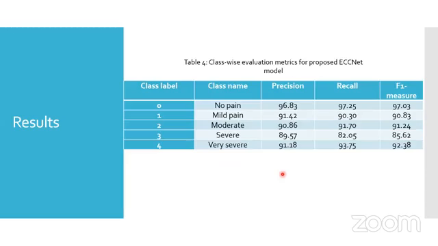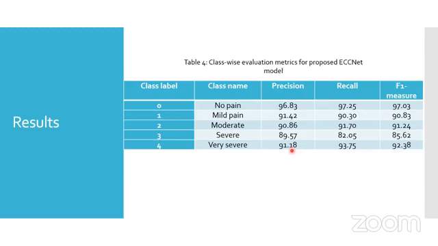We also checked the class-wise performance of our ensemble network. What classes have we taken? We have taken no pain, mild pain, moderate pain, severe pain, and very severe pain. In all these classes, the performance is coming high. For no pain it is 96.83, 91.42 for mild pain. For moderate, the precision is coming 90.86. For severe pain, the precision is coming 89.57. For very severe, the precision is coming 91.18.